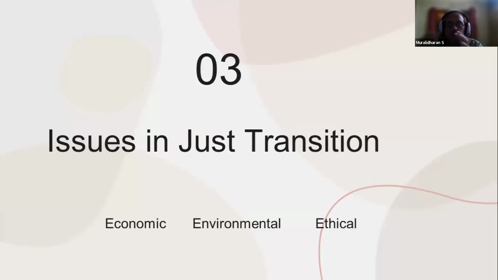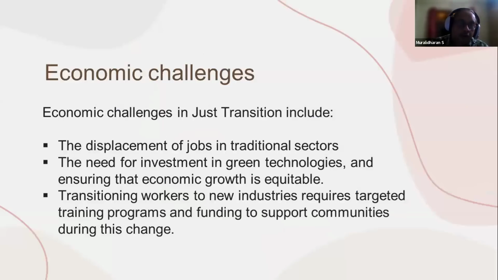So system thinking, and what are those issues, we have looked at it. Now looking at it, economic, environmental and ethical issues, which we are familiar with from sustainable development, or what we call ESG in short always. So what are those economic challenges in the just transition? Displacement of jobs and traditional sectors.